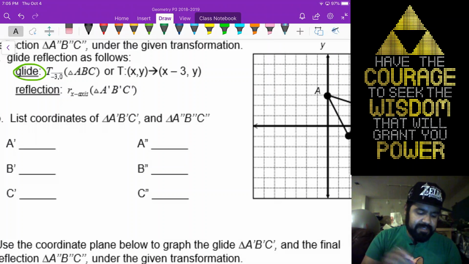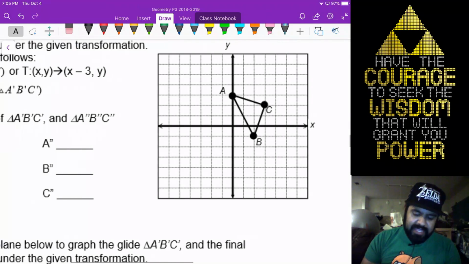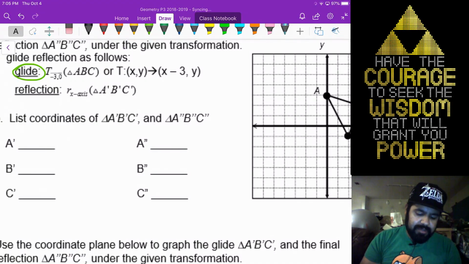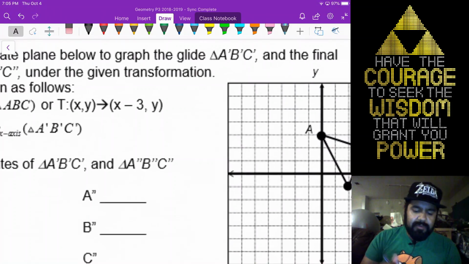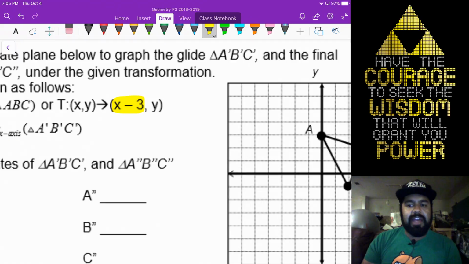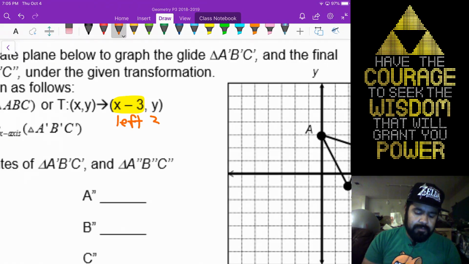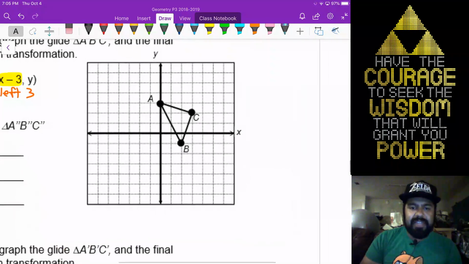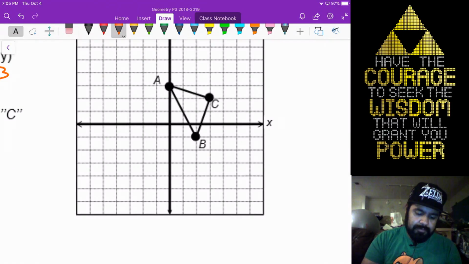All right, so here we go. I already gave you the triangle, so we're going to glide it. When I look at this, I see, oh, x minus 3. I'm moving all of my points left 3. So let's go ahead and do that on the graph. 1, 2, 3, 1, 2, 3, 1, 2, 3.